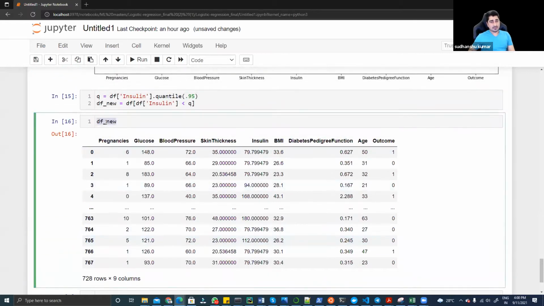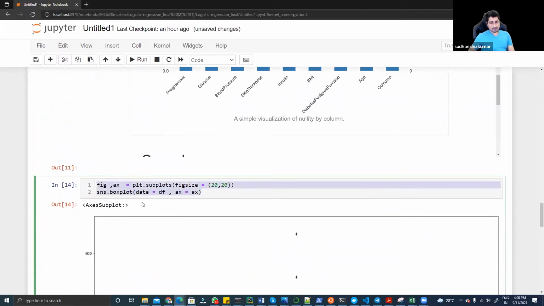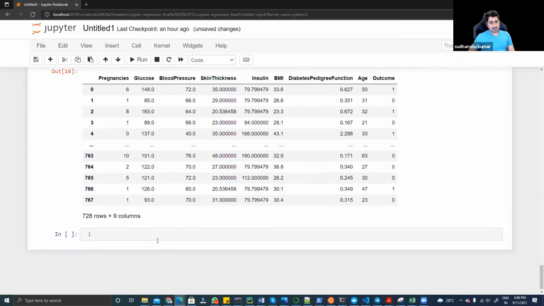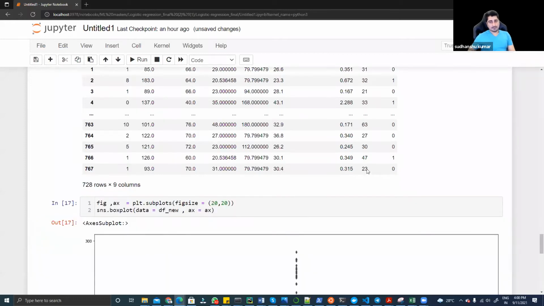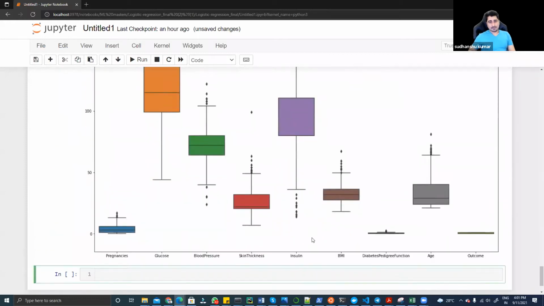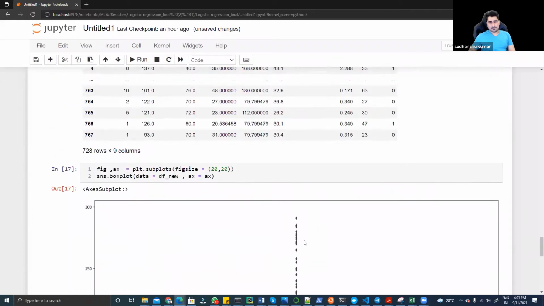Now if I plot this data using the same graph, we are just keeping 95%. So if I plot this data, with df_new, now let's see. I think this graph has changed, right? A little bit. This graph has changed.